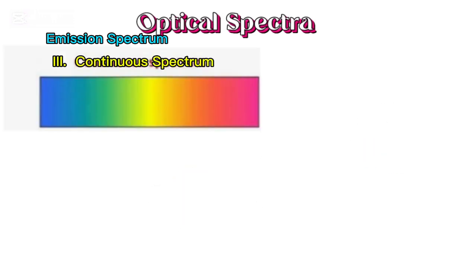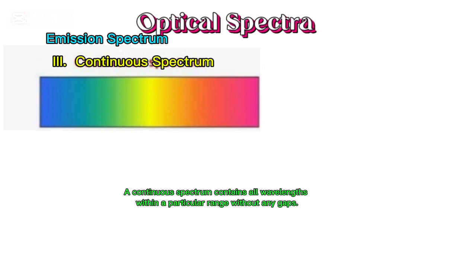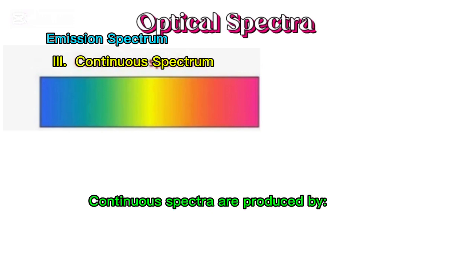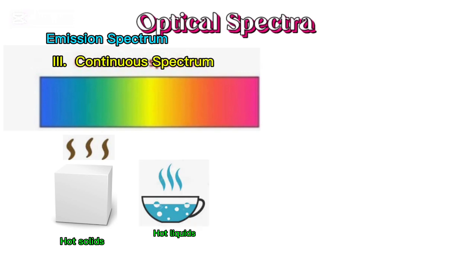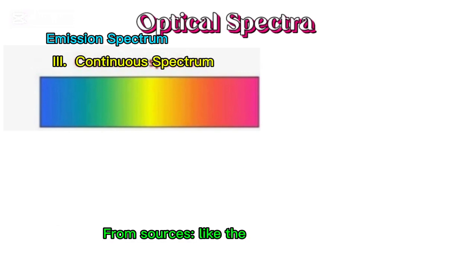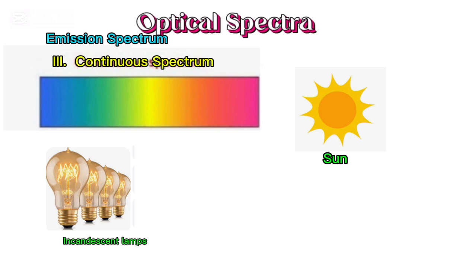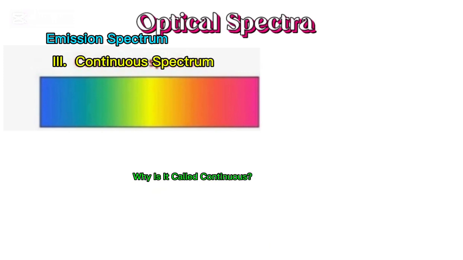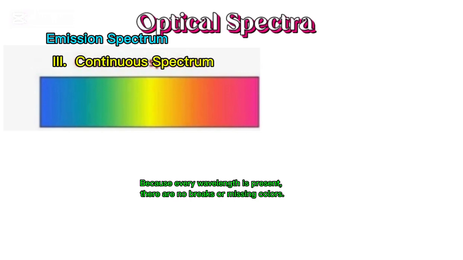Continuous spectrum. A continuous spectrum contains all wavelengths within a particular range without any gap. Colors merge smoothly into one another. Continuous spectra are produced by hot solids, hot liquids, and dense gases, from sources like the sun, incandescent lamps, and molten metal. A white-hot tungsten filament in an electric bulb produces a continuous spectrum. Why is it called continuous? Because every wavelength is present, there is no break or missing colors.